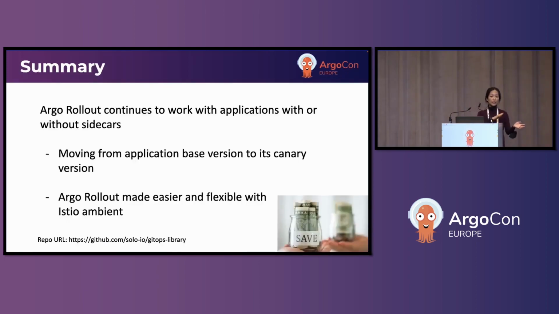This is very different from Sidecar, because with Sidecar, you can't, right? The Sidecar is going to be with you regardless of whether you're on version 2 or after your successful rollout. In summary, Argo Rollouts continues to work with applications, with Sidecar or without Sidecar. Moving an application from base version to Canary version is very helpful using Argo Rollouts. In my opinion, Argo Rollouts makes things a lot easier and also flexible, and you only pay for the waypoint when you really need it with Istio Ambient.